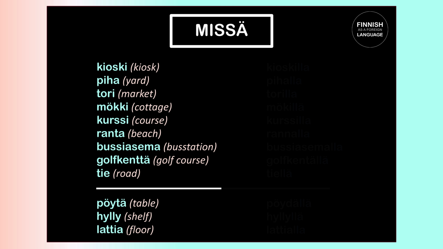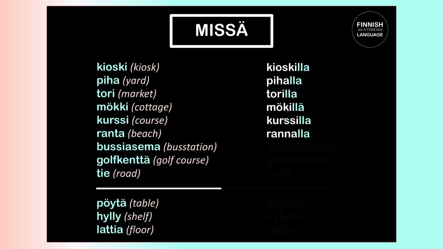Now let's take a look at some more examples where we rather use the adessive case when we want to say that we are at those places. So at the kiosk, which is kioski in Finnish, becomes kioskilla, which means at the kiosk. Piha, which means yard, becomes pihalla. Tori, which means market, becomes torilla, at the market. Mökki, which means cottage, becomes mökillä, which means at the cottage. Kurssi, which means course, becomes kurssilla. Then we have ranta, which means beach, becomes rannalla, which means at the beach.